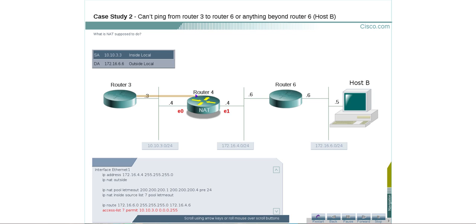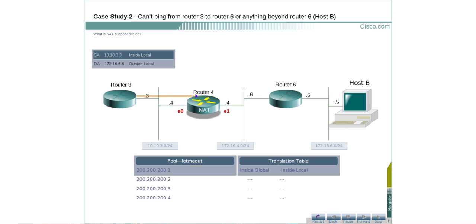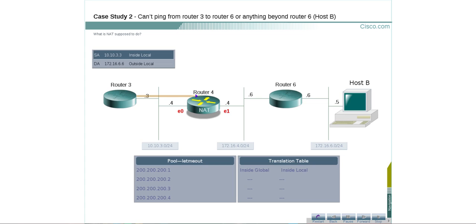In this case, we will assume the packet is permitted by the access list and is therefore eligible for NAT translation. Since the packet is to be translated, we expect router 4 to translate the source address of the packet from 10.10.3.3 to the first available address in the NAT pool, which is 200.200.200.1, and then forward the packet to router 6. The packet forwarded to router 6 would now have a source address of 200.200.200.1, otherwise known as the inside global address, and a destination address of 172.16.6.6, now known as the outside global address.